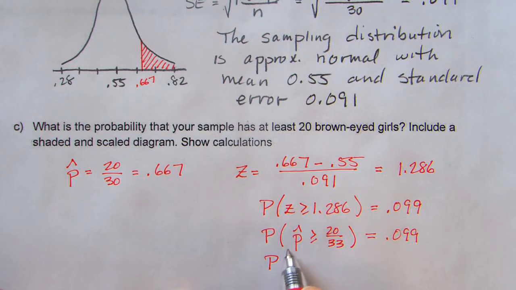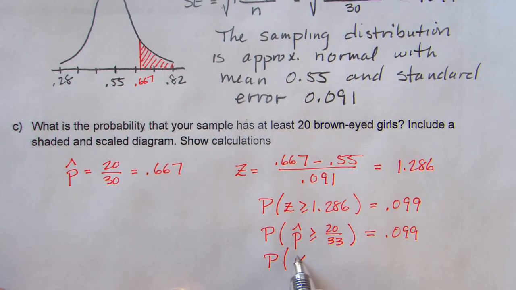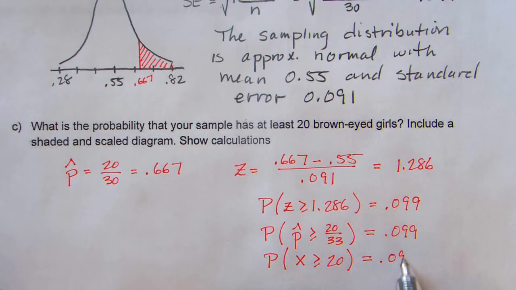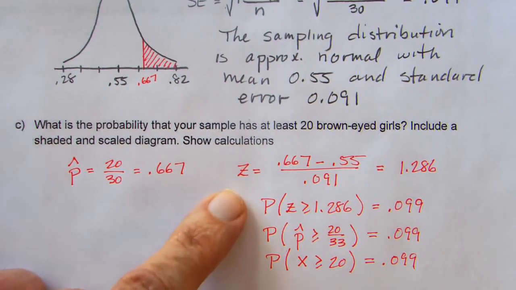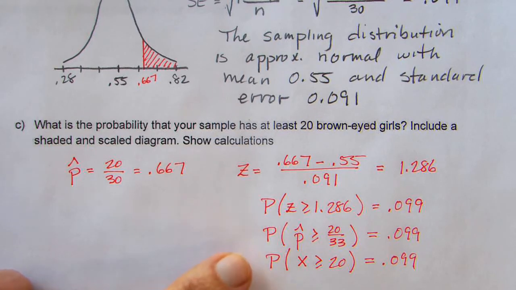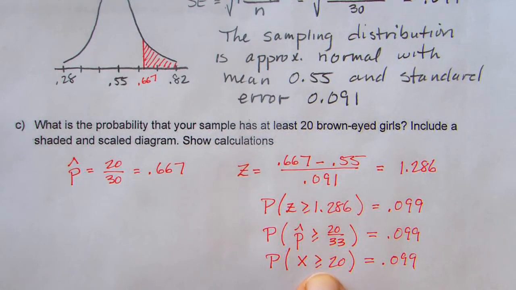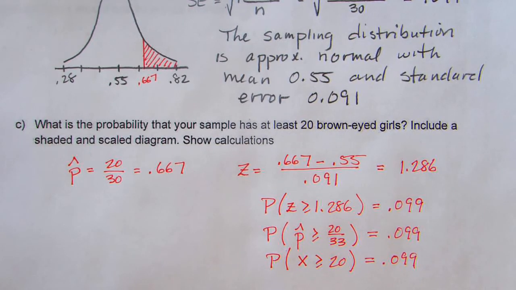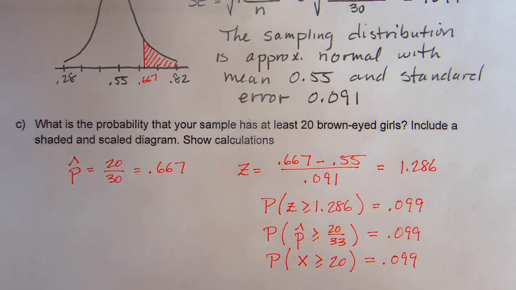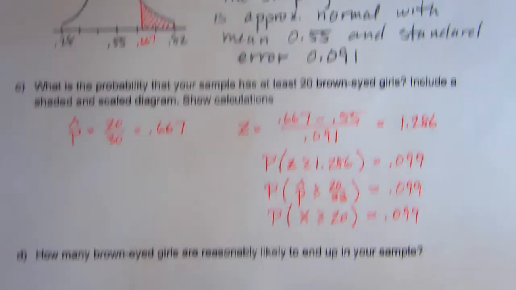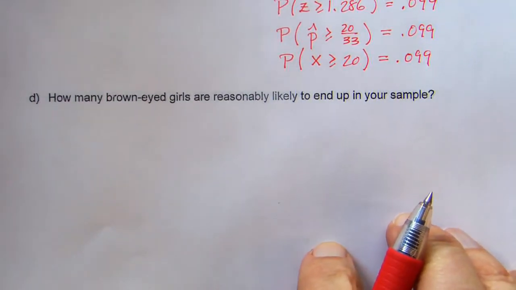Or another way is to just talk in terms of number. Let X be the number of brown-eyed girls in your sample, and the chance that that number is going to be 20 or more. Okay, and I'm fine with really any of these three representations. I guess this one most specifically follows the way the question is phrased, has at least 20 brown-eyed girls. This last one here would probably be the most specific. And so that's, again, a reminder of how you find the probabilities in a normal distribution. So now we'll go on to the last one.